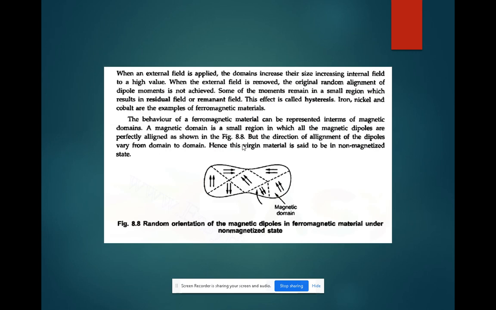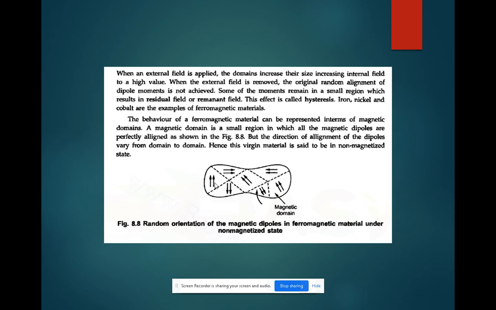So it will be parallel like this. In the diagram they have given it: parallel dipole moments will be arranged. That will be called a domain. So we call a parallel arrangement a domain. Each set of parallel dipole moments will be put here, so that each parallel dipole moment region will be called a domain.